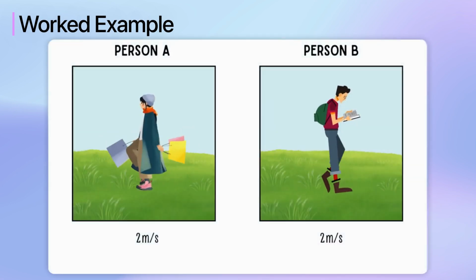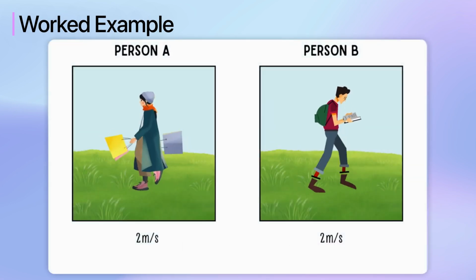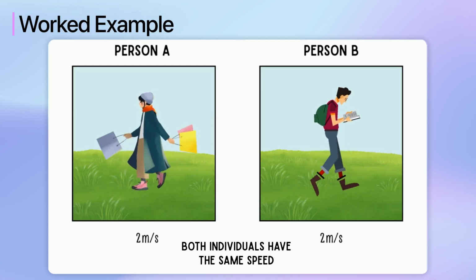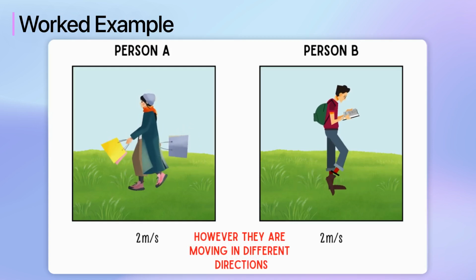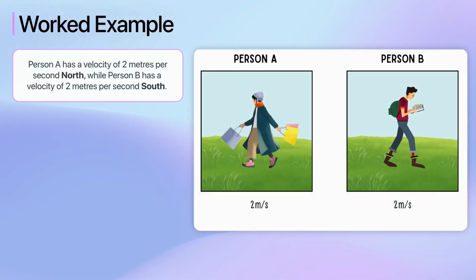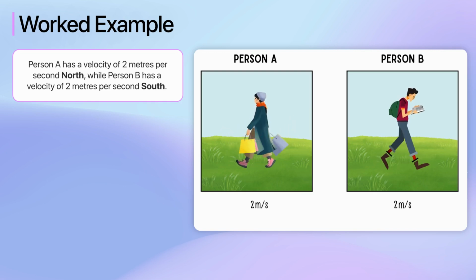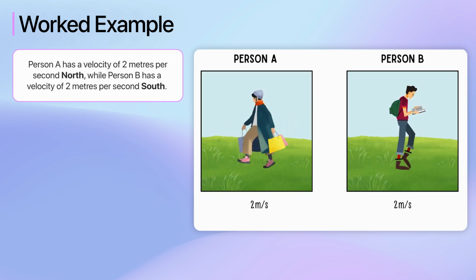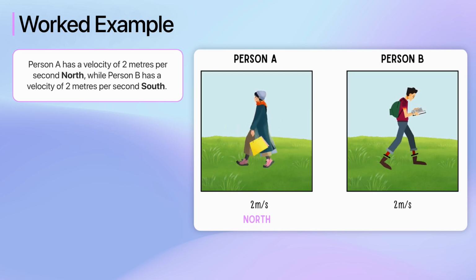Let's consider an illustrative example to understand how we express velocity. Imagine two people, person A and person B, both walking at the same speed of 2 meters per second, but in opposite directions. Therefore, their velocity is different. We can describe this in words. Person A has a velocity of 2 meters per second north, while person B has a velocity of 2 meters per second south.